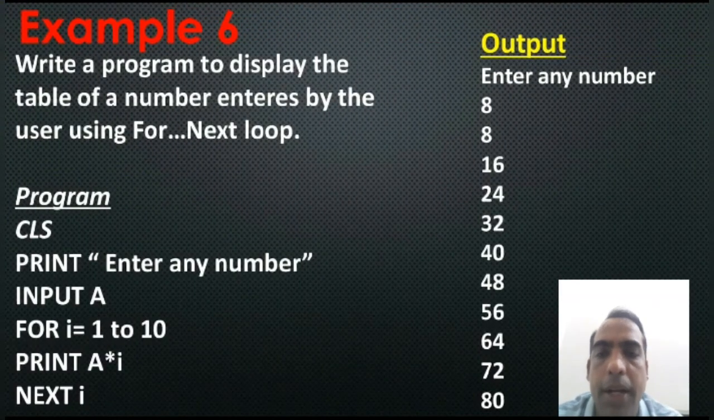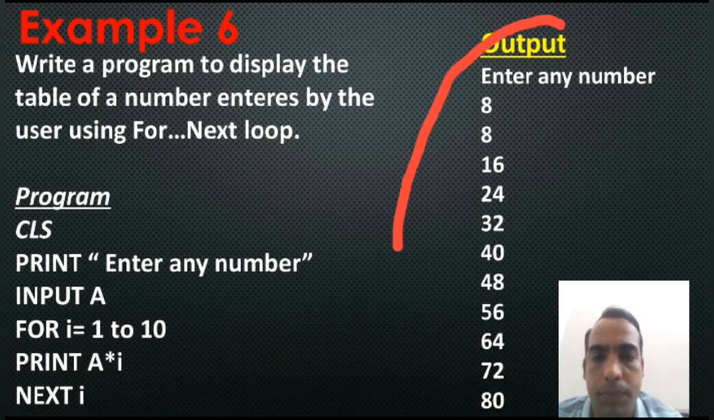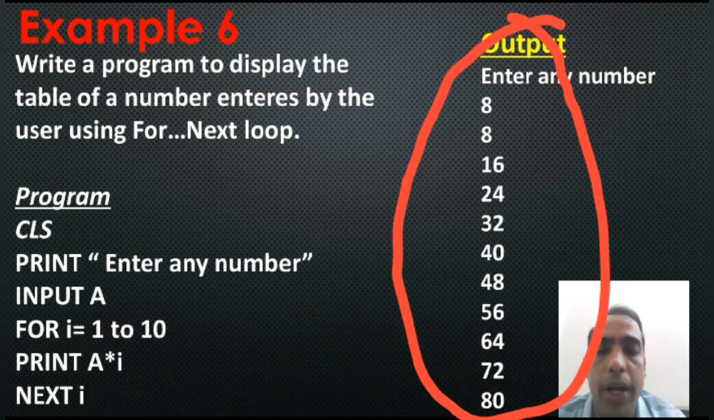Example 6. Write a program to display the table of any number entered by the user by using for next loop. First we have to write CLS to clear the output screen. After that print enter any number. Then input A. Here A is a variable whose value is entered by the user when we run this program. After that for I equals to 1 to 10. Then print A multiply I. Then next I. Now you can see the output of this program. For example, we have entered the value of A as 8. So it will print the table of 8. Instead of 8, you can enter any number.